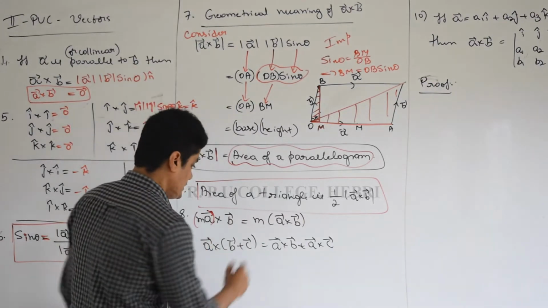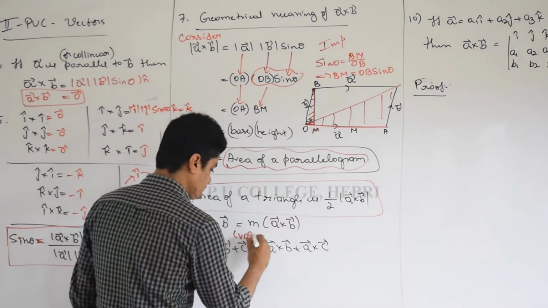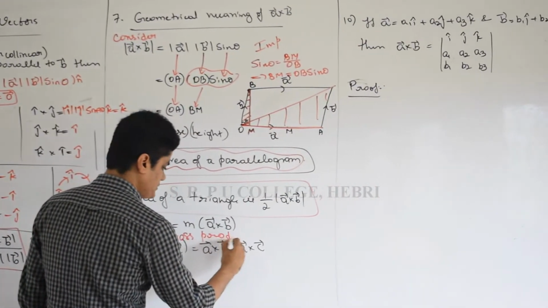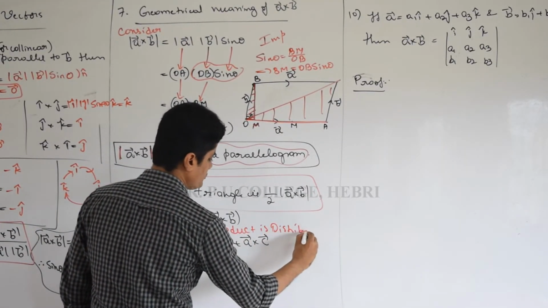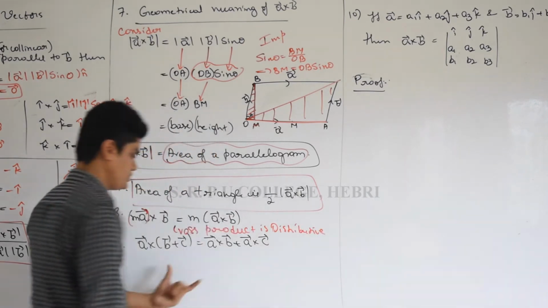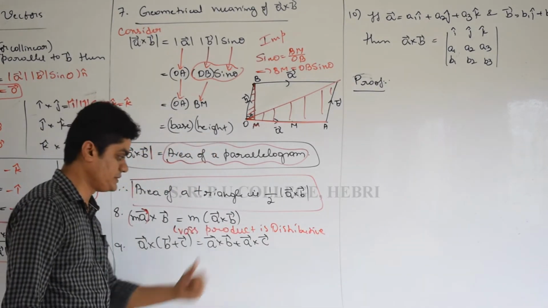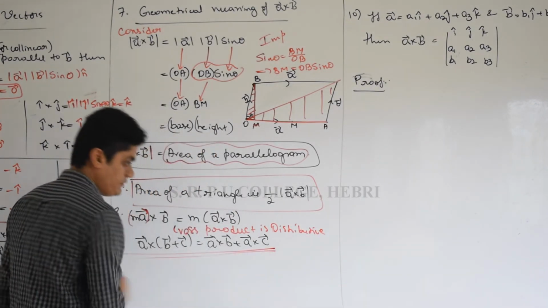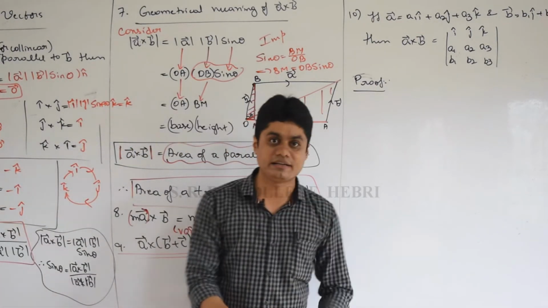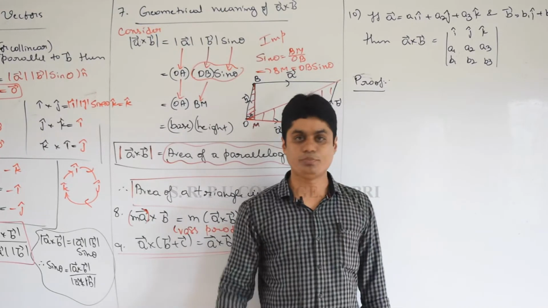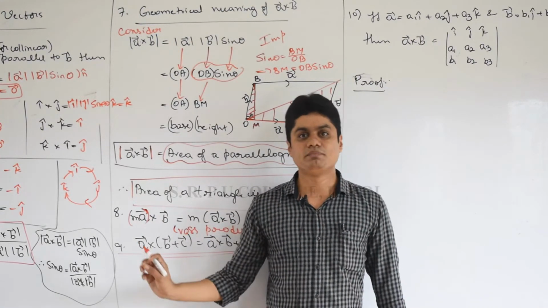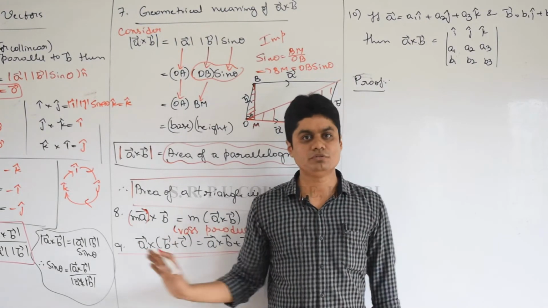The next one: cross product is distributive over addition. Distributive property: a cross (b plus c) is a cross b plus a cross c. This is very useful to remember. In normal real numbers it came as a times (b plus c) is a times b plus a times c. I hope you can remember this. This is a simple distributive property. No need to prove, just remember it.